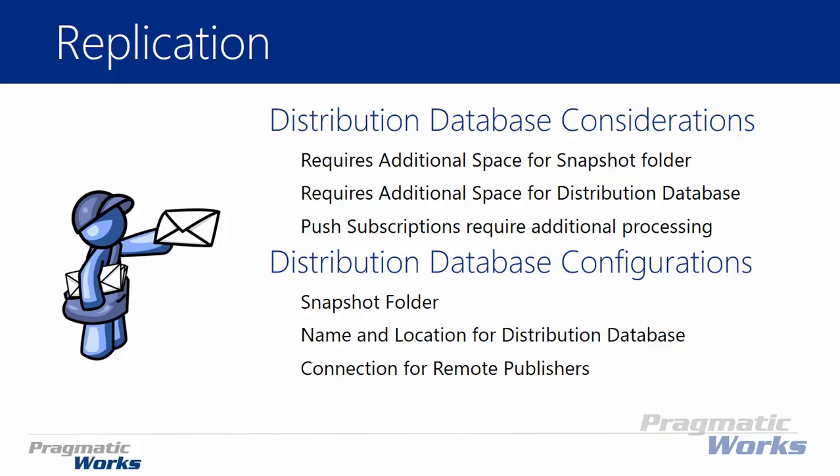You can have a centralized distribution database where multiple remote publishers can publish to that distribution database, and then you have subscribers somewhere outside of the distribution server. You need to know the name and location for your distribution database when setting up your publishers and subscribers. And you need to have your connections set up for remote publishers. If you have publishers coming into a distribution database that sits off on another server, you need to make sure you have the connections set up for those remote publishers. We'll go over that when we set up a transactional replication.